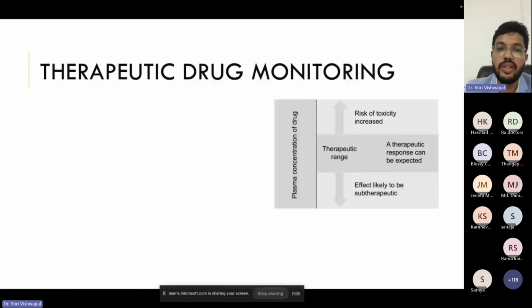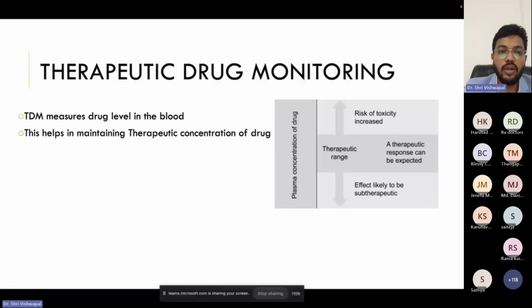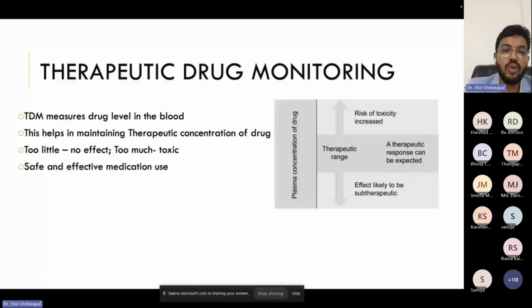And therapeutic drug monitoring is something like this: the drug should be within the therapeutic range, that is, it should not be below the subtherapeutic level and should not rise above the toxicity. And therapeutic drug concentration, if it is too little, no effect. If it is too much, it causes toxicity.